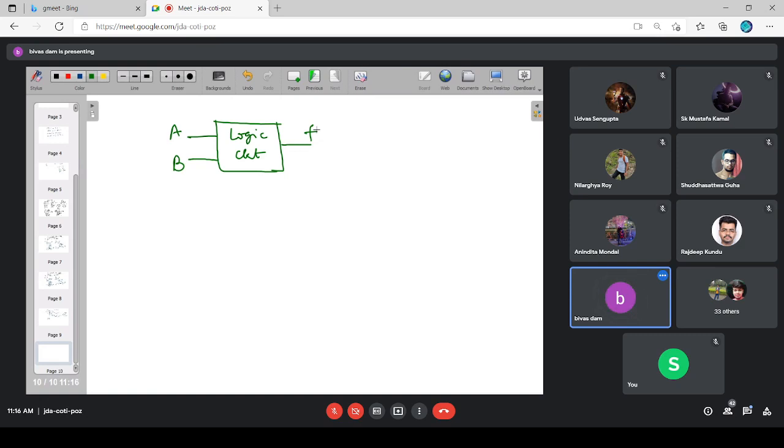Now, this logic circuit operation can be established using the input-output combinations. Is it not? Every logic circuit operation can be established through its input-output combinations. Now, how many possible input combinations will be there? 4. How many output variables are there? 1. That is there.